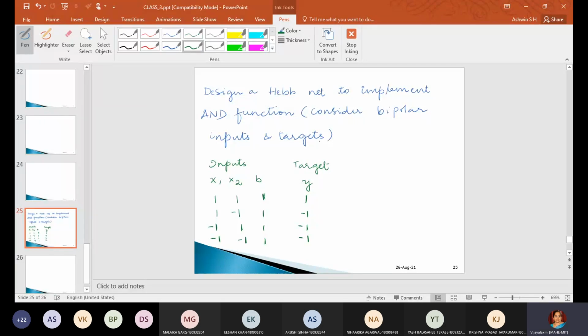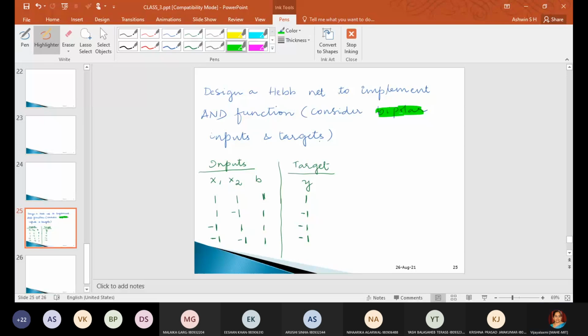Okay, I hope you have taken this down. This is the input, this is the target. Please note that I have considered bipolar inputs and targets. Bipolar means -1 to +1, so wherever 0 is there, it is replaced by -1, and accordingly I have written the targets. The bias value here I have assumed to be 1.